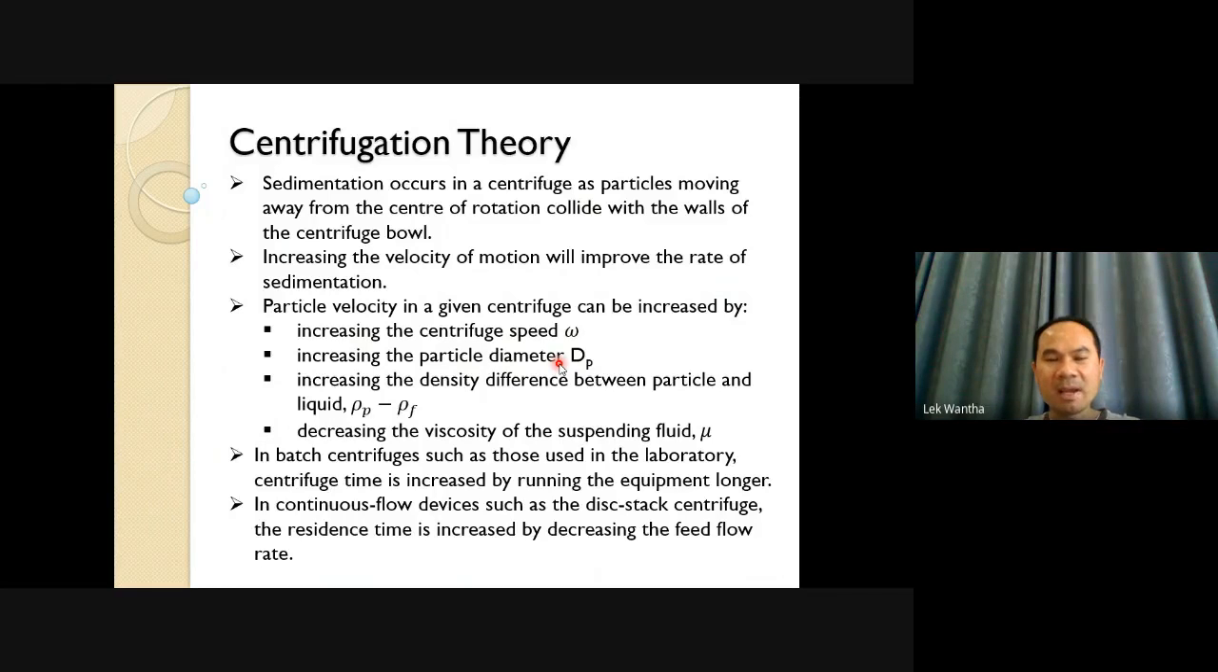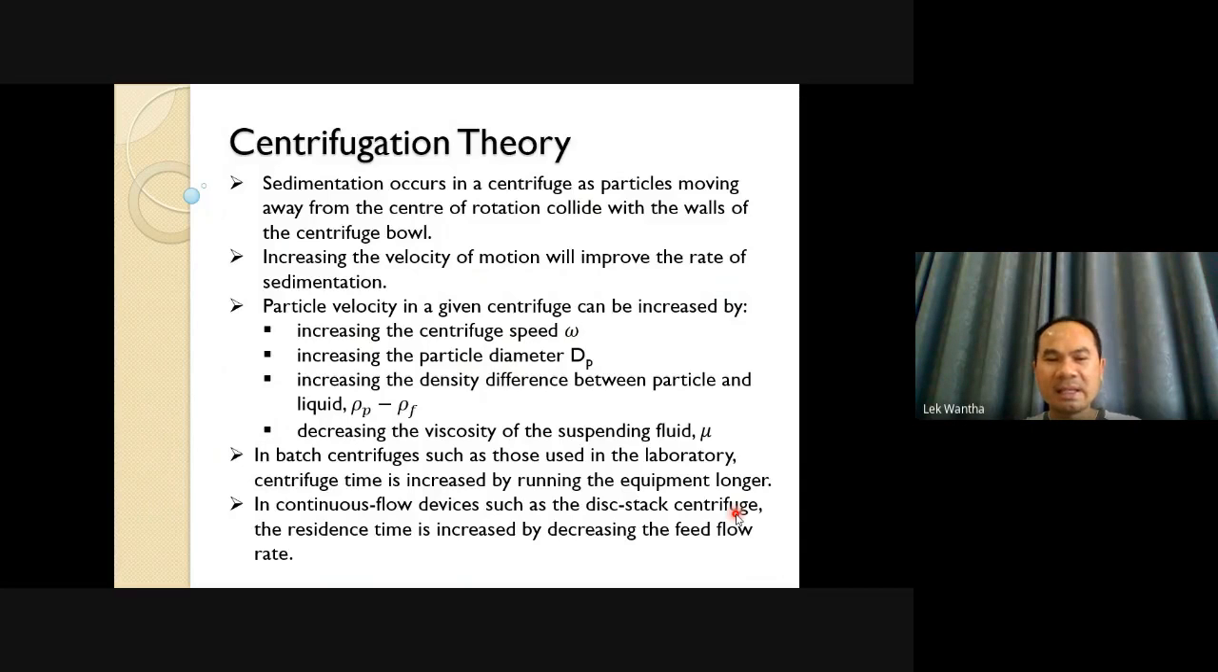When we compare batch and continuous centrifuges, in the batch centrifuge that we use in the laboratory, the centrifuge time is increased by running the equipment longer. The batch depends on the time interval. If you operate for a long time, we need the time increase to improve the centrifugation.